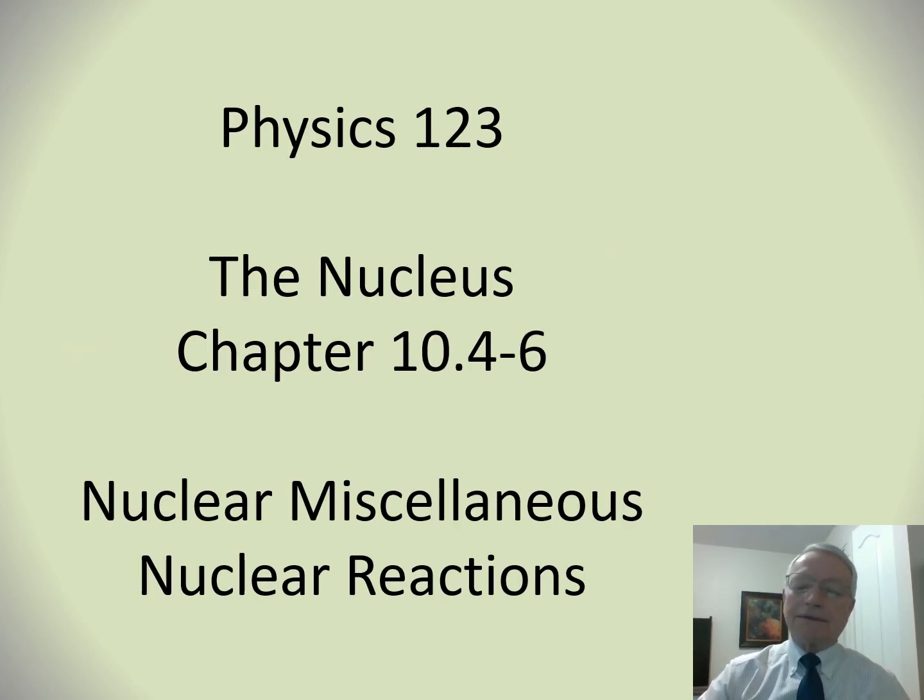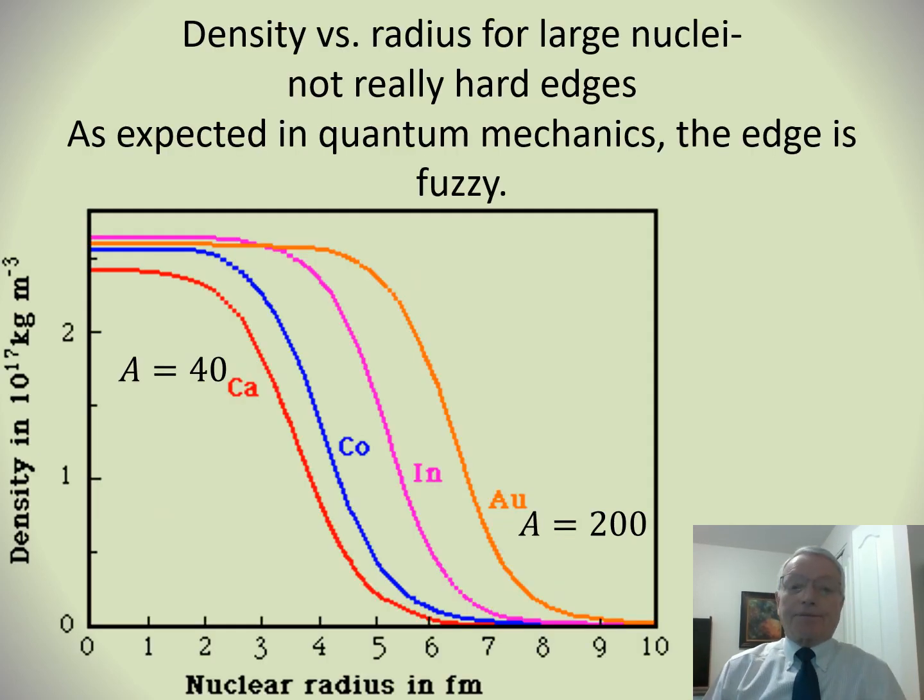All right, this is going to be kind of a grab bag today. Little of this, little of that, and ending with nuclear reactions. Okay, so we have done experiments on nuclei for a long time, and these are the results of shooting very high energy electrons at nuclei and watching the way the electrons scatter. And from those experiments, we can tell what the density of the nucleus looks like.